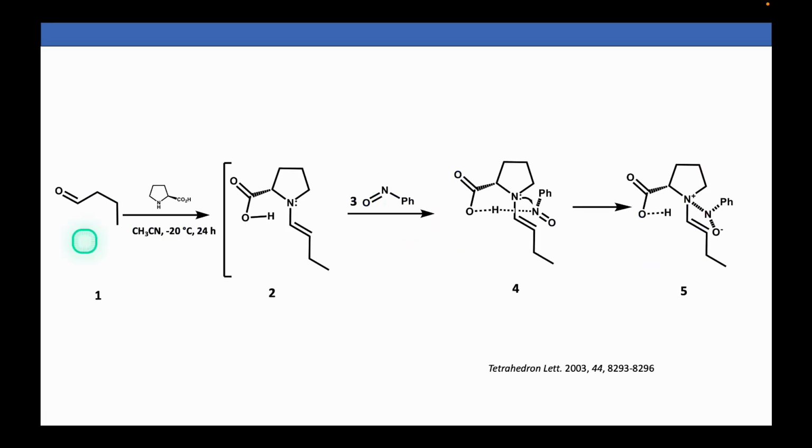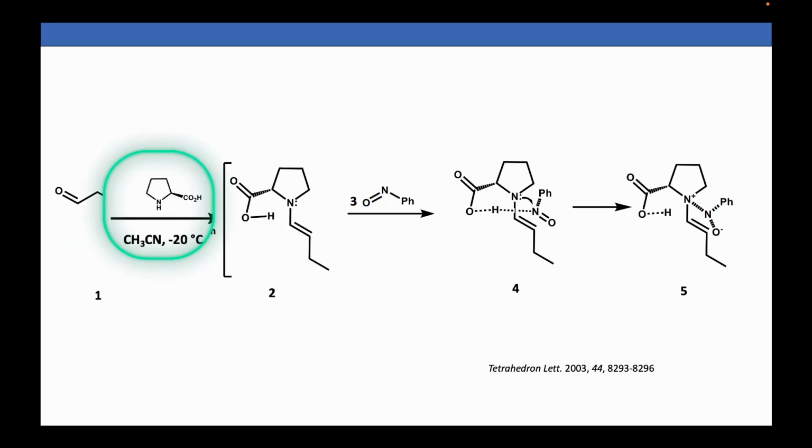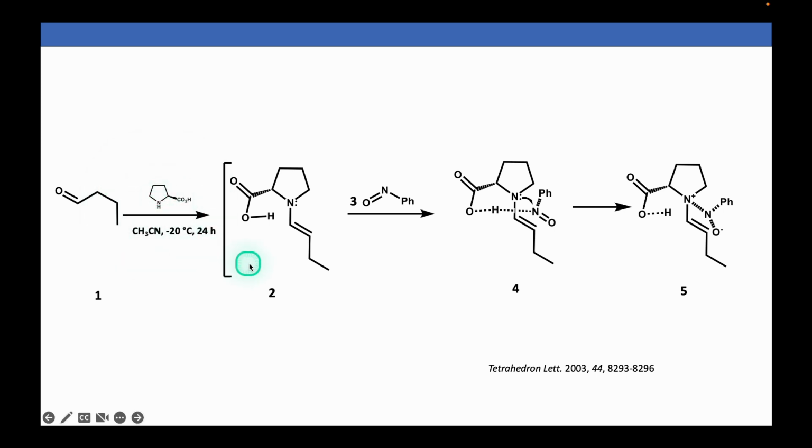Butyraldehyde, when reacting with the amino acid L-proline, forms enamine 2 and, in the presence of nitrosobenzene 3, through interaction with the carboxylic acid of proline, forms intermediate 4, where nitrosobenzene is in the alpha orientation. Next, the nitrogen from the heterocycle attacks the nitrogen of the nitroso group, forming intermediate 5.